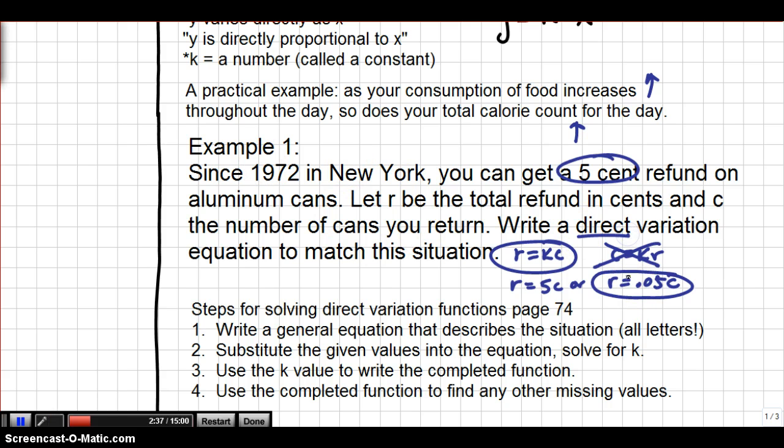It also says it's direct, so students should know that it means as one increases, so does the other.